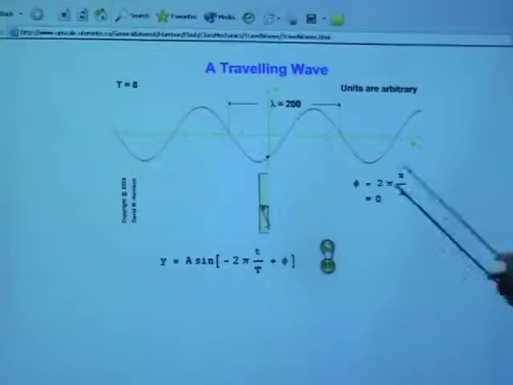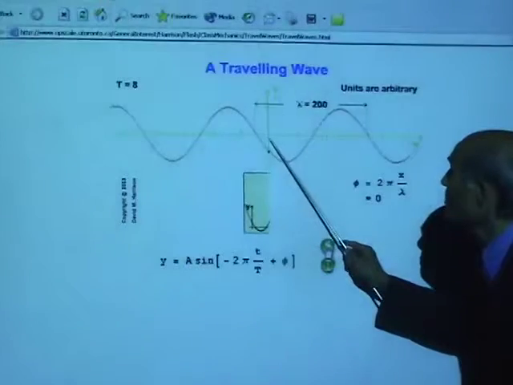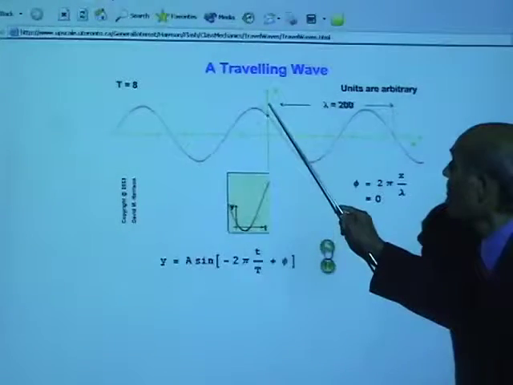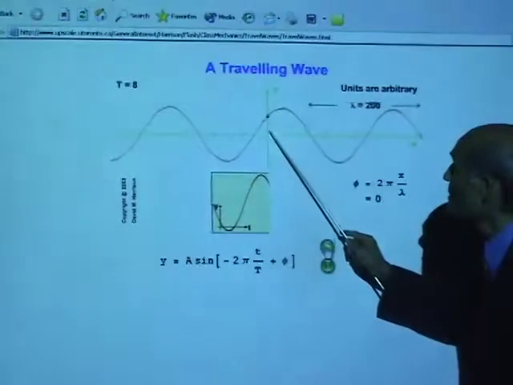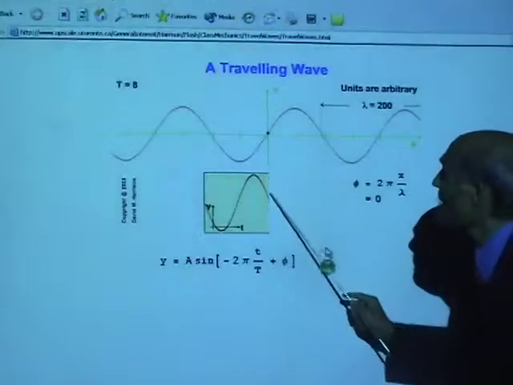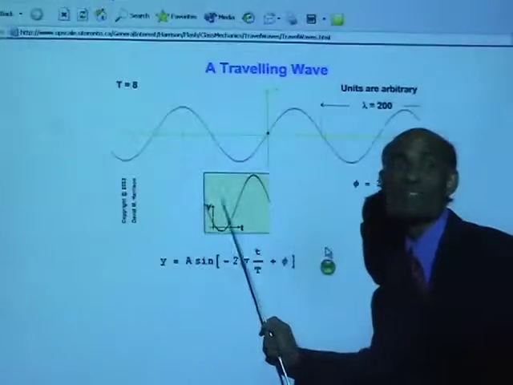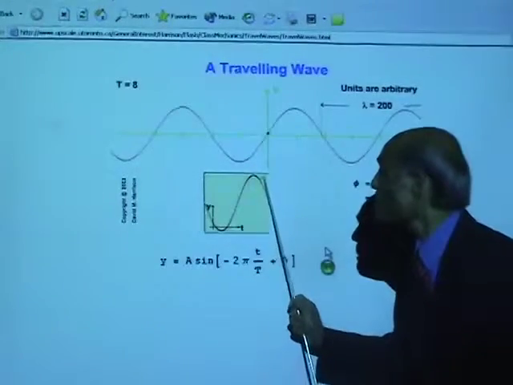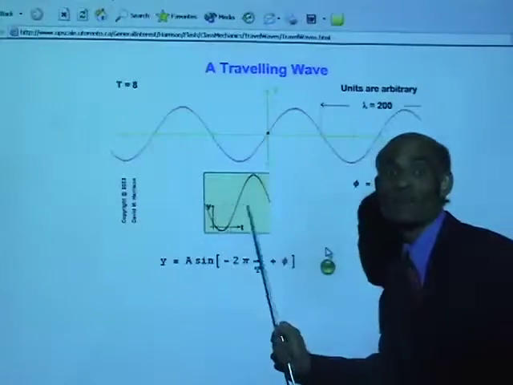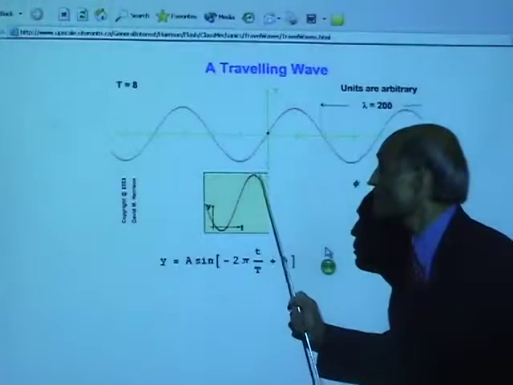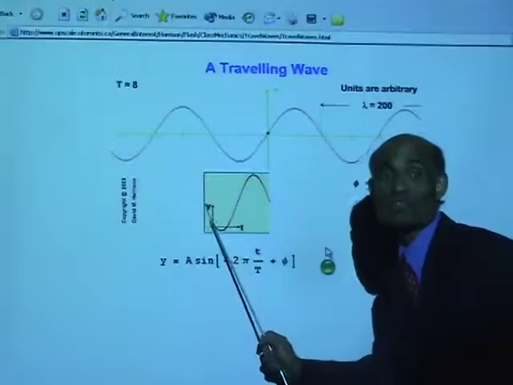Now you can see the particle vibrates down, back to the equilibrium, up, back to the equilibrium. One complete vibration. The distance advanced by the wave is a wavelength. Now look at the profile of the wave. We say a wave has a crest and a trough.